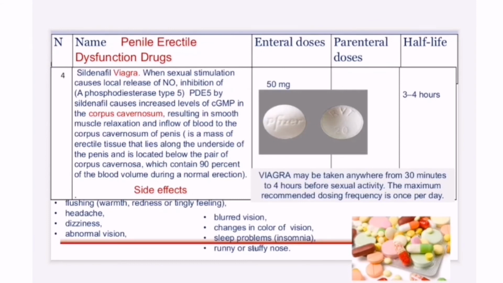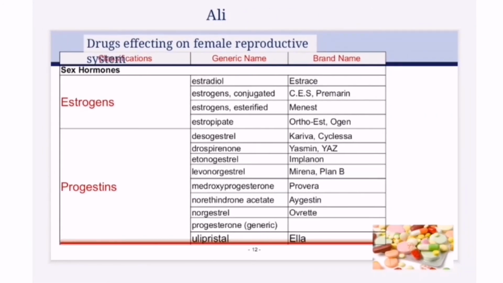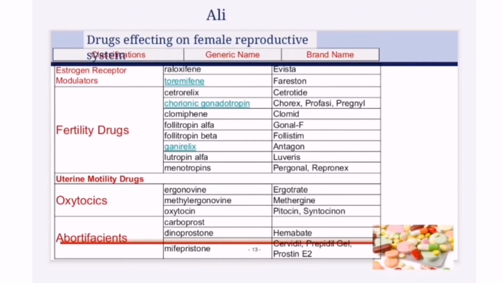Next are penile erectile dysfunction drugs, Viagra. Internal dose is 50 mg and half-life is 3 to 4 hours. It may be taken anywhere from 30 minutes to 4 hours before sexual activity. Side effects are headache, dizziness, abdominal pain, blurred vision, flushing, changes in color of vision, and so on. Next is drugs affecting the female reproductive system. Classification is estrogen, progestin, fertility drugs, uterine motility drugs, oxytocin, abortifacients, and generic names and brand names we will discuss next.